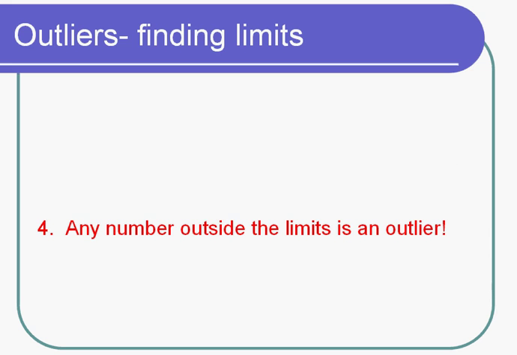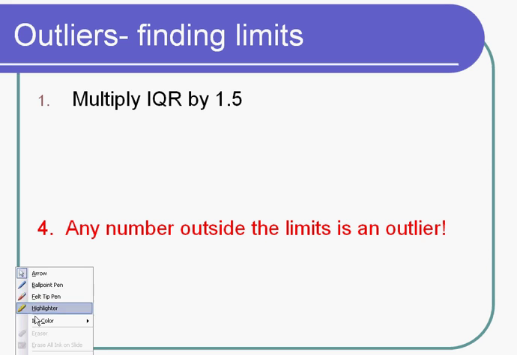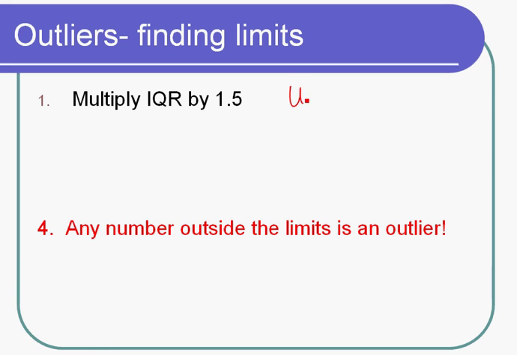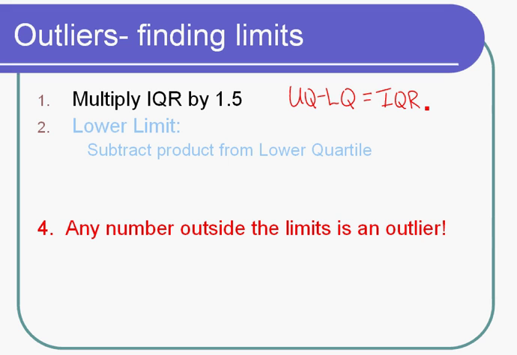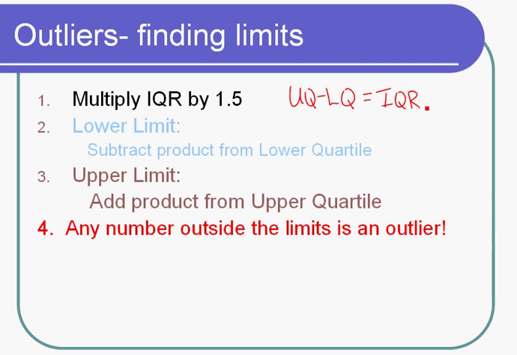Okay, here are the steps for finding outliers and the limits for outliers. We're going to multiply the interquartile range, which is the upper quartile minus the lower quartile, by 1.5. To find the lower limit, we're going to subtract the product from the lower quartile. To find the upper limit, we'll add the product to the upper quartile. Any number outside the limits is an outlier.